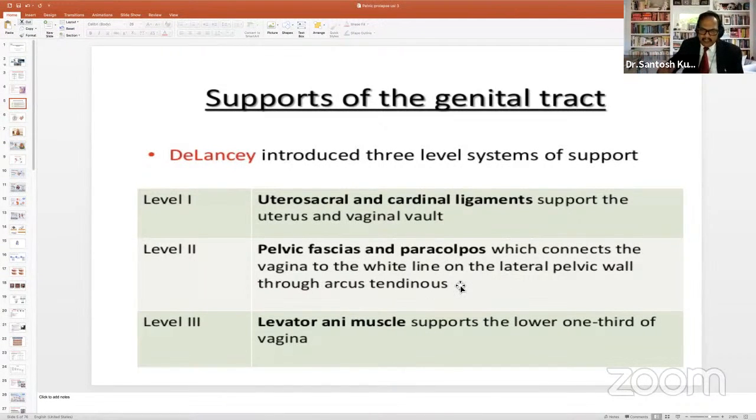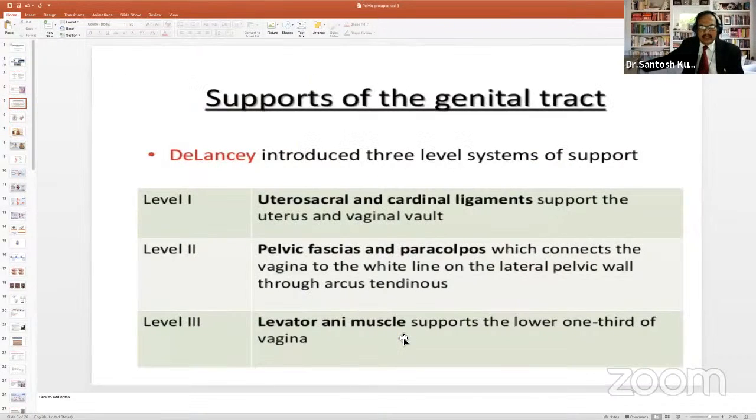If many tissues come together, they will give strength to the various organs. And when you are repairing any pathology, you have to strengthen this fascia, you have to strengthen this ligament, you have to fix all the viscera to this ligament. Whether you do open surgery, vaginal surgery, abdominal surgery, or robotic or laparoscopic surgery. And the levator ani muscle is a group of muscles which support the lower 1/3 of the vagina.